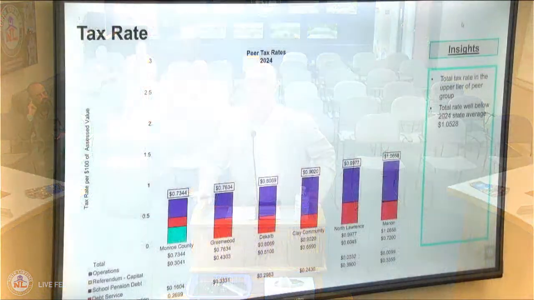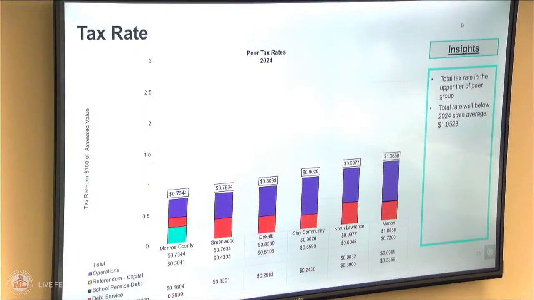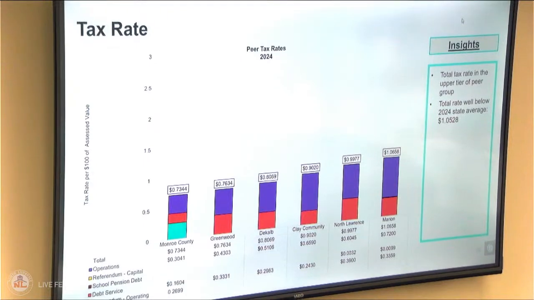Next slide. As we look at tax rate, you can see where your tax rate falls within that peer group. You're just under $1, and this was the 2024 tax rates. And then the state average for 24 was a little over $1.05, so you're trailing that state average.